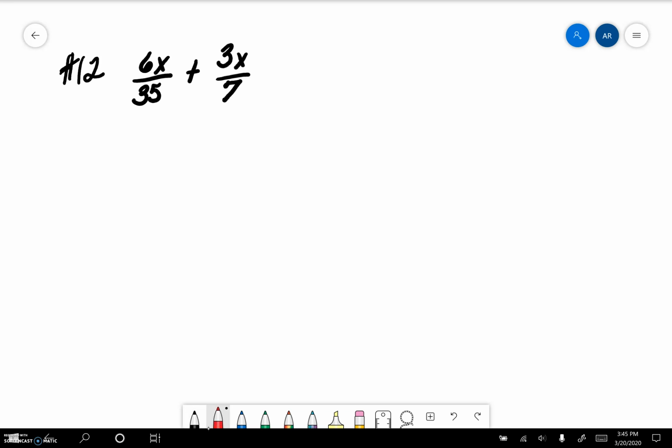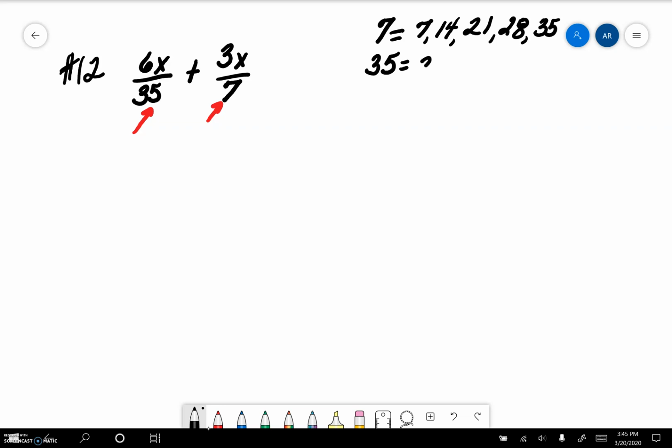So the first thing I start asking myself, are these the same? They are not. So I need to go through and find my lowest common denominator. And we can already see it's going to be 35, but I'll just show you the process. So 7 times 1 is 7, 7 times 2, 7 times 3, 7 times 4, and then 7 times 5 we know is 35. And 35 times 1 is just 35. So right there it is. There's our lowest common multiple, which is our lowest common denominator, 35.